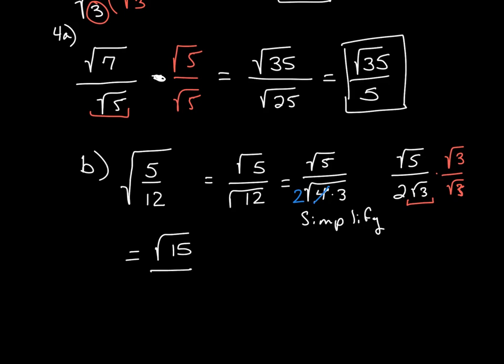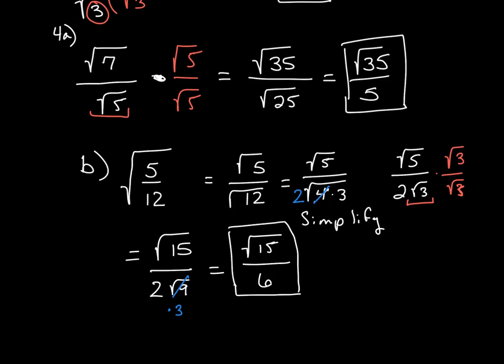Now with this next one, the 2 is outside, so the 2 doesn't get combined with anything. And then it's just the 3 times 3. So this becomes 2 square root of 9. I can't do anything with the 15. The square root of 9 is 3. And then I multiply those two numbers together. So 2 times 3 gives me 6.